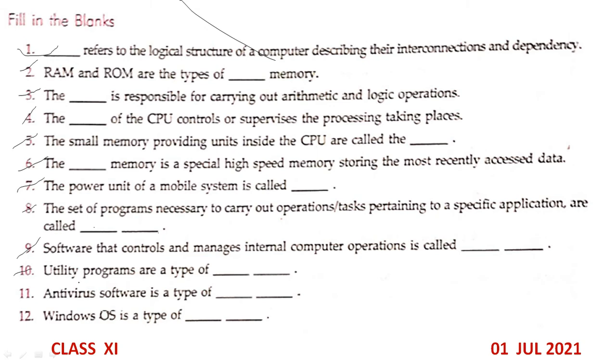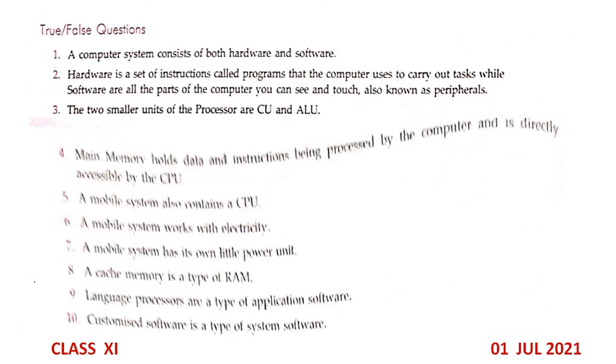Utility programs are a type of, once again, application software. Antivirus software is a type of application software. Windows OS is a type of... yes, it is used to run the system, therefore it is an example of system software.